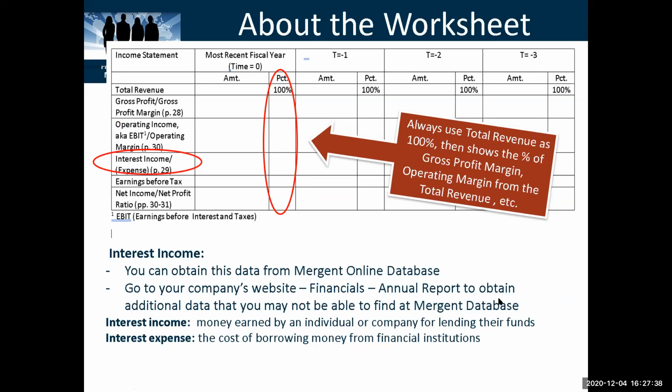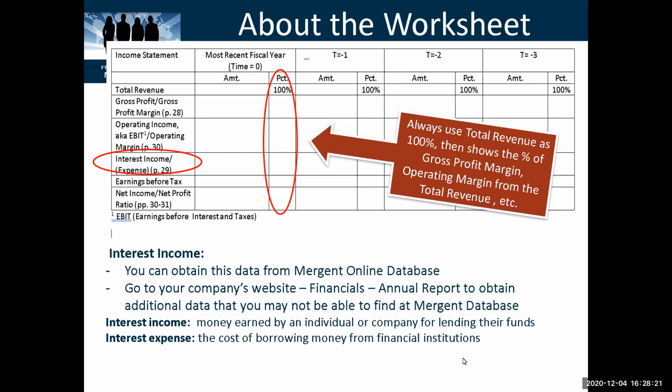The interest income and interest expenses. Interest income is the money earned by an individual or company for lending funds. Interest expense, however, is the cost of borrowing money from financial institutions. Those numbers you can obtain from the Merchant Online database, as I showed earlier. In some cases you may not be able to find those data there. You can go to the company's website. They always have a tab of financials and an annual report, where you can obtain the data.